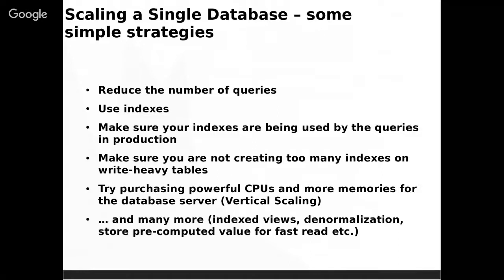And many other solutions as well. We can use something like an index view, which is like a materialized view in SQL Server, which can drastically improve your query performance if the query is hitting more than one table and trying to join two large tables. Then using a materialized view can really improve your query performance. This materialized view in SQL Server terms is known as index view.